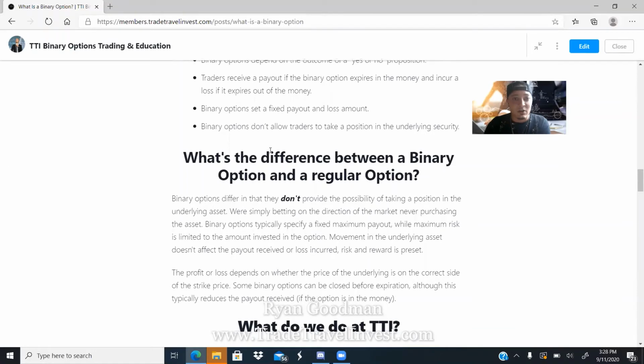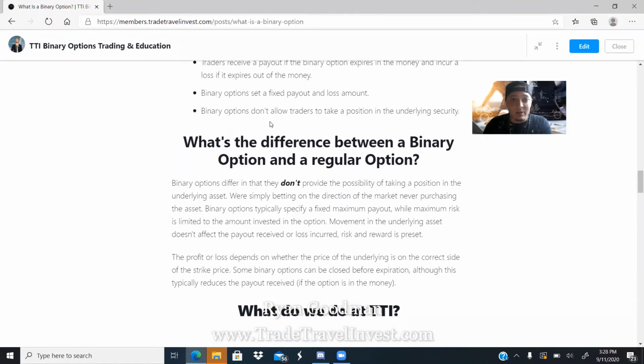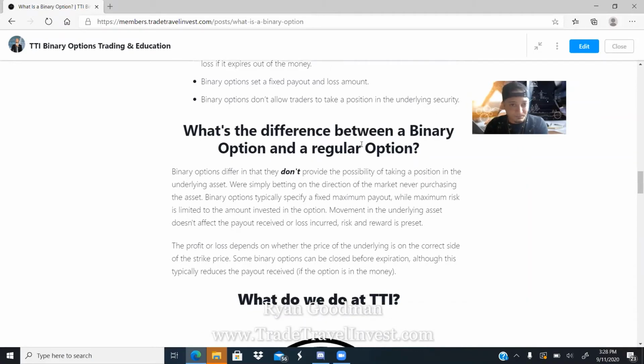So binary options is also set on a fixed payout and loss amount, like I said. Binary options doesn't allow traders to take a position in any underlying asset. So like I said, you're not actually purchasing any assets. You're not purchasing any currencies. You're just simply betting on the direction of the market.